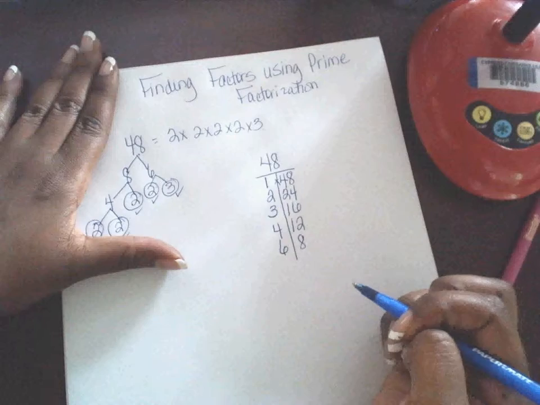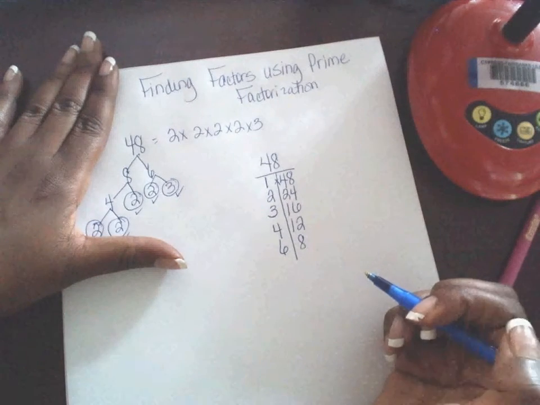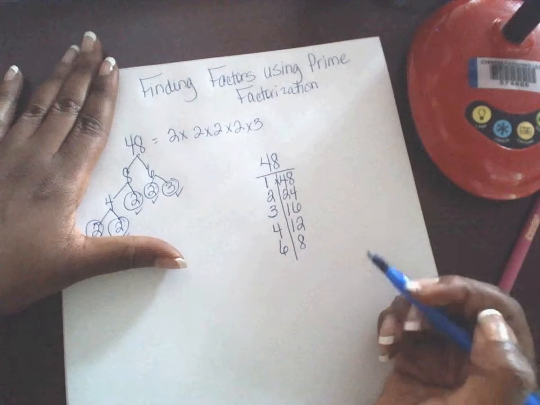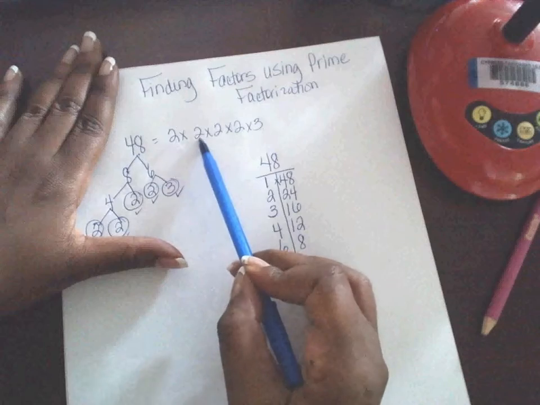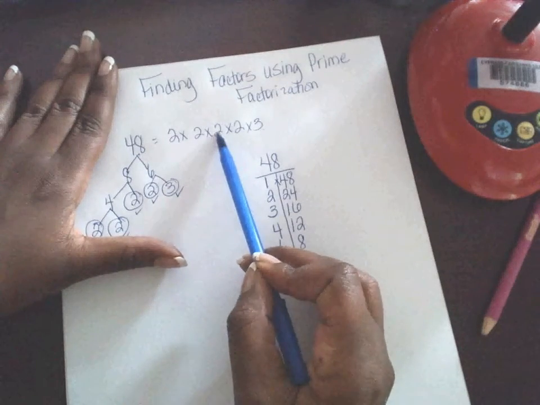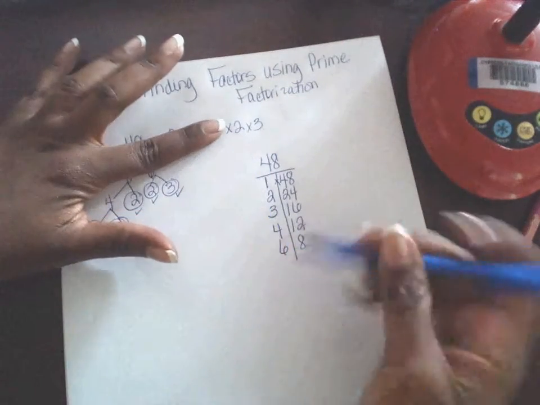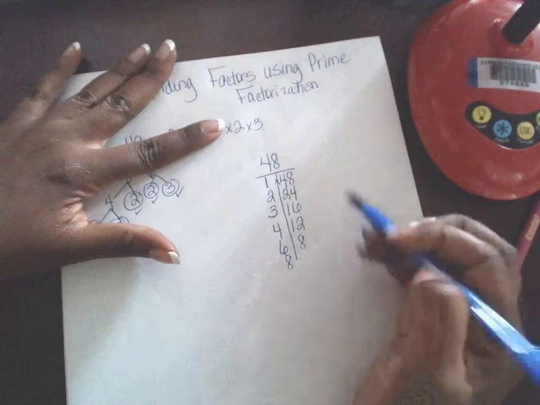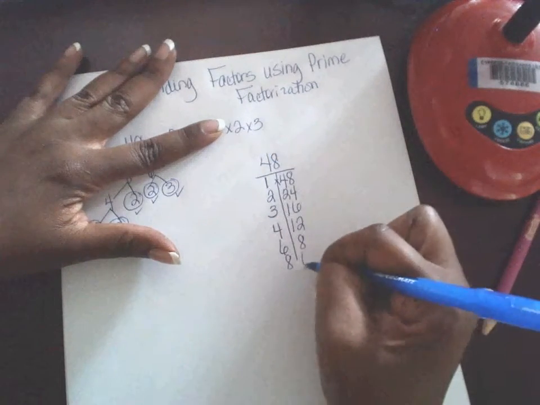Do I see 7? No. Do I see 8? Yes, I actually see 8. 2 times 2 is 4. 4 times 2 is 8. So I can cover 8. Write 8, cover 8. I have 2 times 3 left, which is 6.